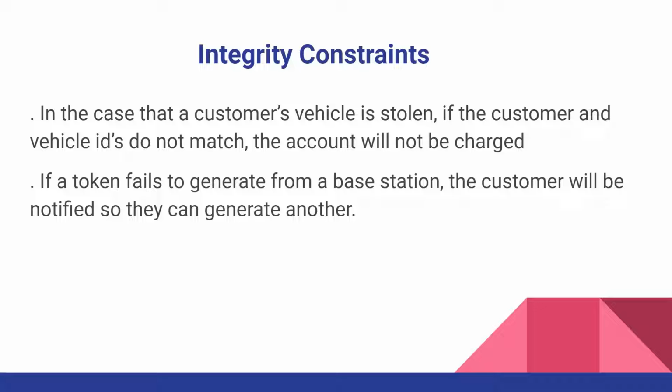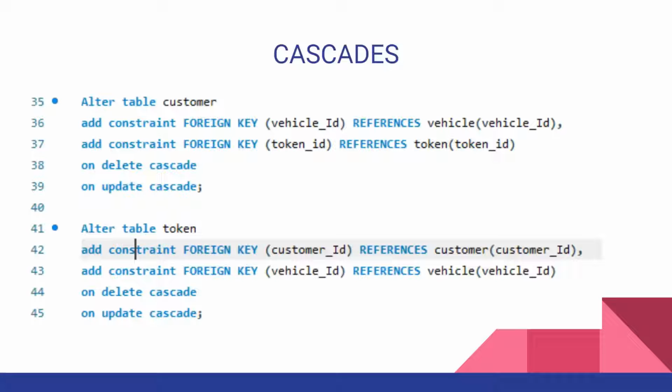What if the token fails to generate from the base station? Then the customer will be notified by a trigger with an error like this: the token is not generated, so you can try again. Using cascades, we overcome this: the token ID and the vehicle ID in the vehicle table should be equal, as well as the customer ID in the customer table should be equal to the customer ID in the token table. Then only can the customer charge. I'm done with the cascades.